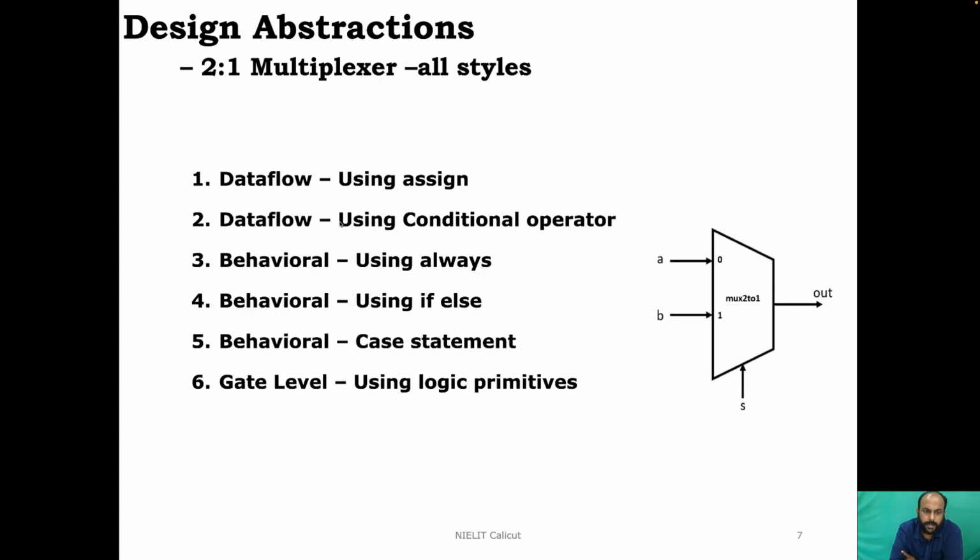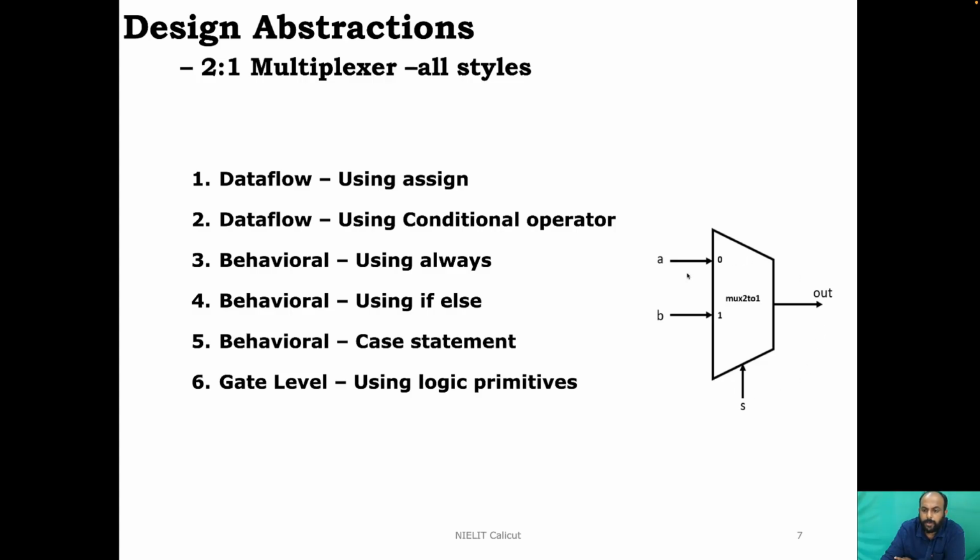Now let us examine what are the different styles in practice. As I told, any hardware module can be made to be described in any of these styles. Let us take one simple example and slowly we will add complexity to it so as to understand the design abstractions. For example, to start with, let us try out a simple 2:1 multiplexer as shown in this particular diagram.